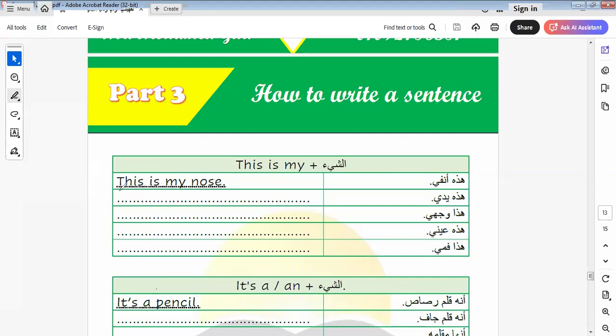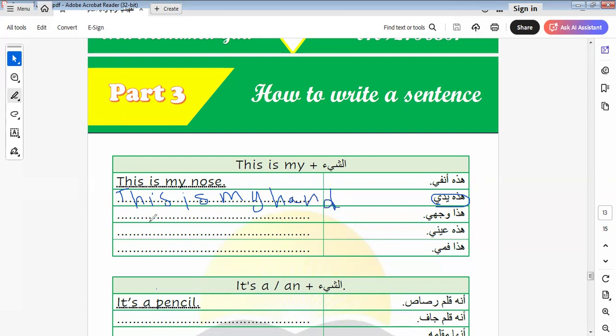This is my nose. We say this is. So here I translate it into English. It will be: this is my hand. I say here, this is my hand. Why? Because it refers to one hand, not both hands. If we say I have two hands, then it is plural. So in this structure, it refers to the singular noun. This is my hand.